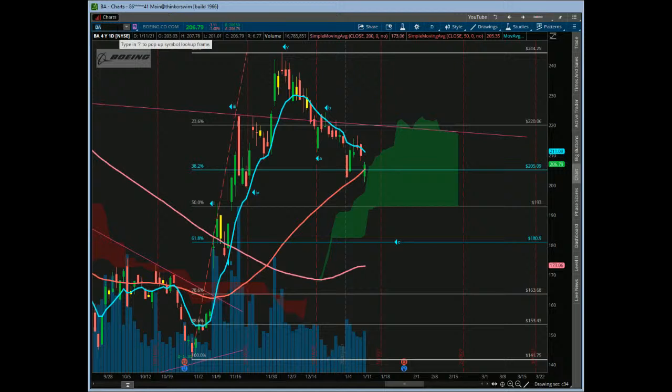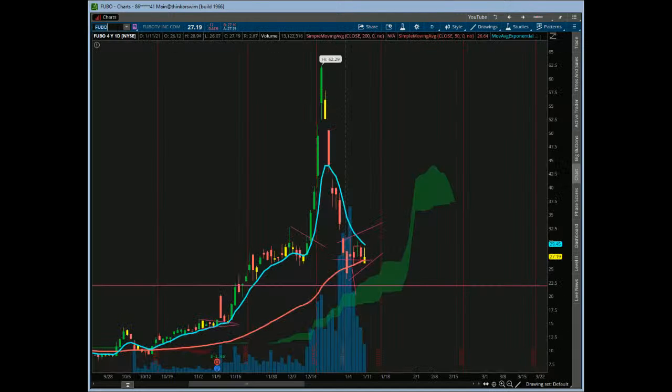Got to hold here. And then Fubo we just looked at. Again, still kind of looking bear flaggish on that one.